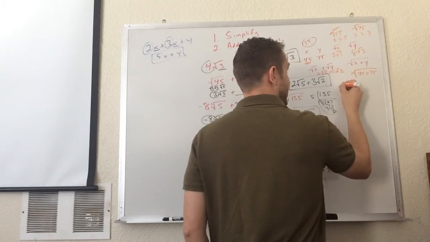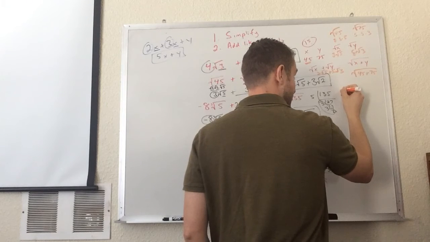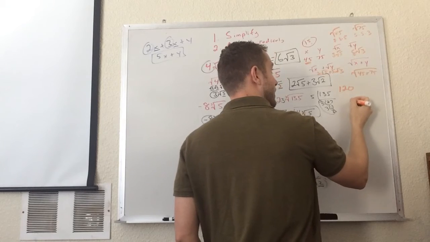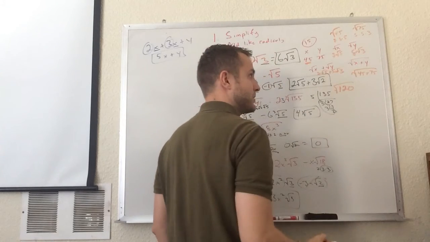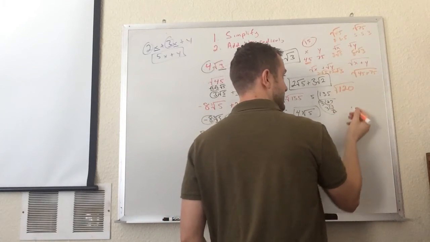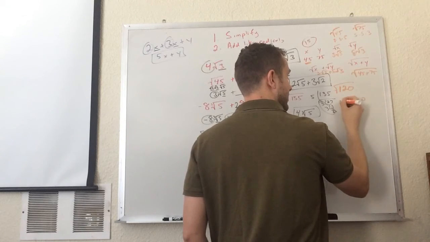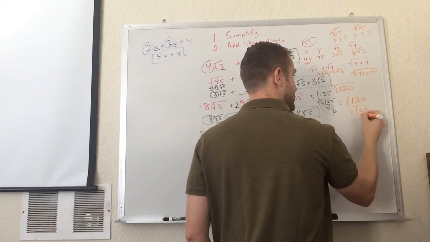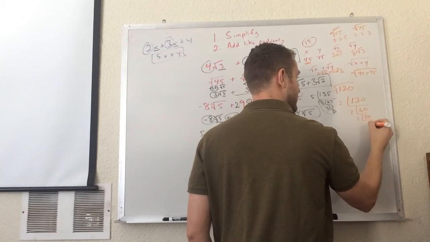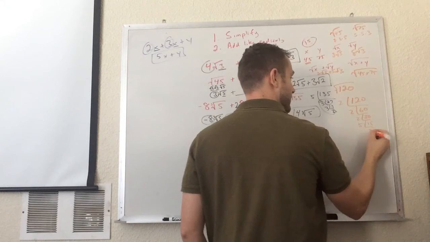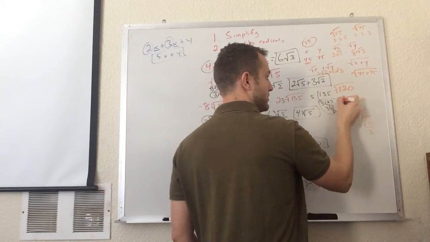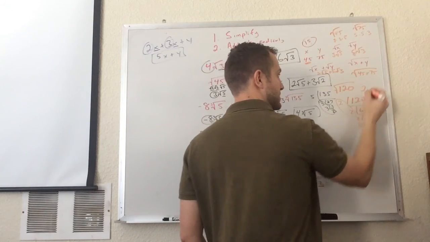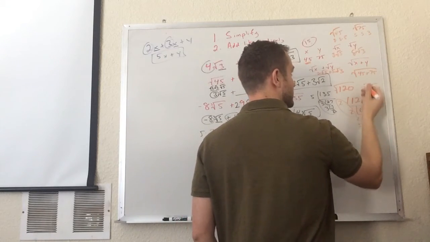So I'm going to do 45 plus 75. That's going to be 120. Then I'm going to do the square root of 120. I'm going to simplify that. So 120, that's going to be 2, 2, 2, 3, and 5. So I have 2 2's. I could pull that out. And then I multiply everything I have left, which is going to be 30. So I have 2 square root of 30.